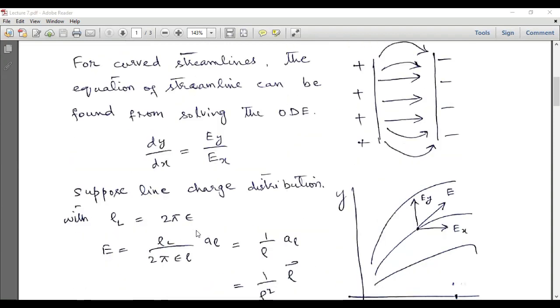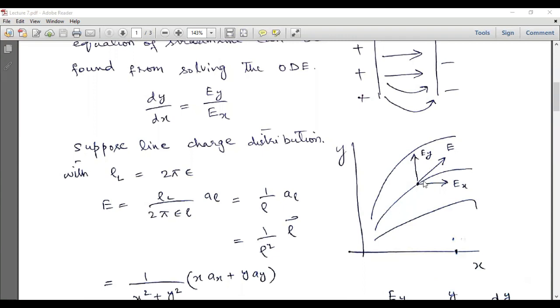So dy over dx is equal to Ey over Ex. So here you can see three curved streamlines, and at any point on the streamline, the x and y components of the electric field can be observed. For example, at this point, we can draw the tangent, and the tangent actually shows the direction of the electric field, and this electric field has two components, Ex and Ey. And we can also know that the derivative of this streamline at this point is equal to Ey over Ex. So dy over dx is equal to Ey over Ex. If we solve this differential equation, we will get the equation of this streamline. So this streamline definitely will have a certain equation, and that equation can be derived by solving this ODE.